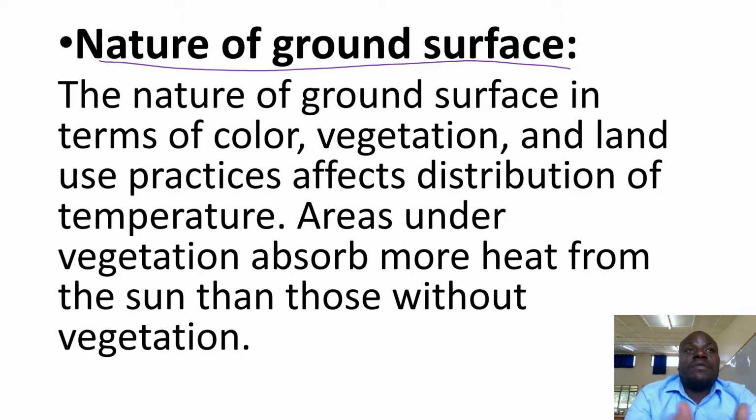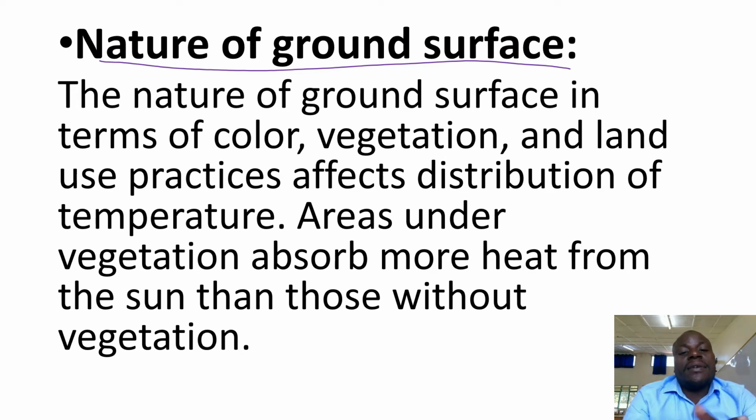For example, if you look at color, dark and black surfaces absorb more heat from the sun, and therefore these areas are likely to be having high temperature compared to bright surfaces which reflect heat and light back.